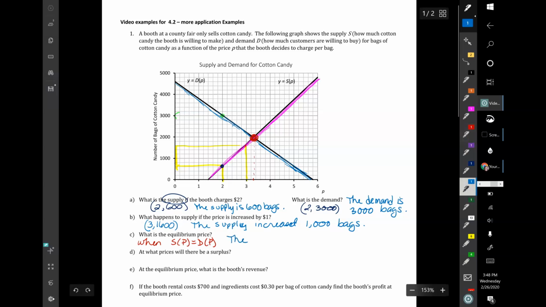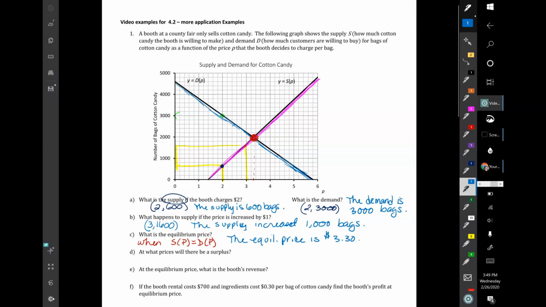So the equilibrium price is $3.30. At what prices will there be a surplus? So we have to look at when we're over that equilibrium, when our supply is more than our demand. So that would be this piece of the graph here.